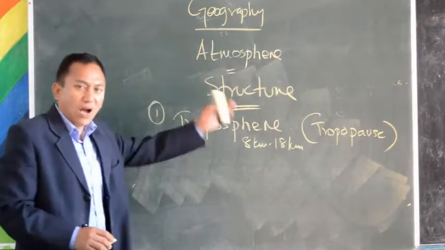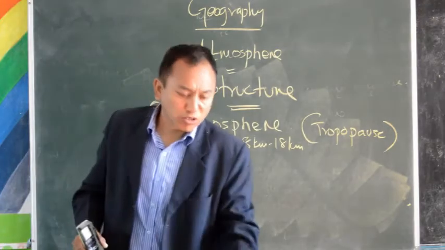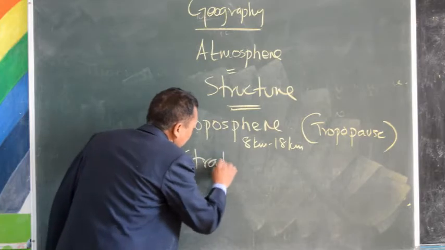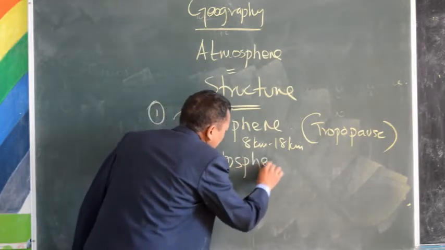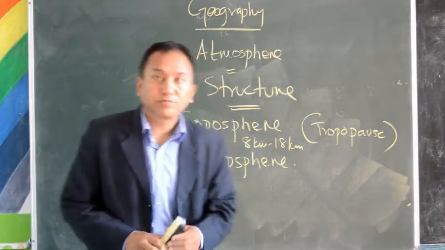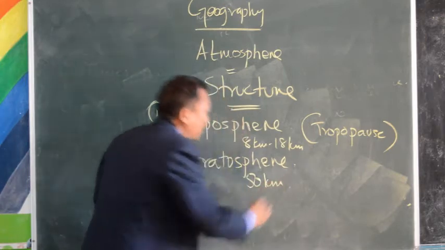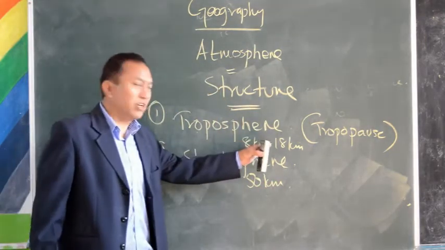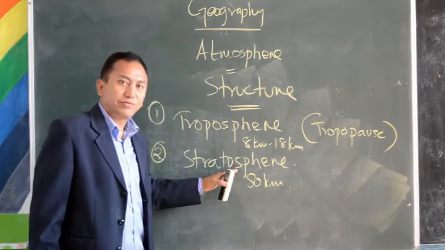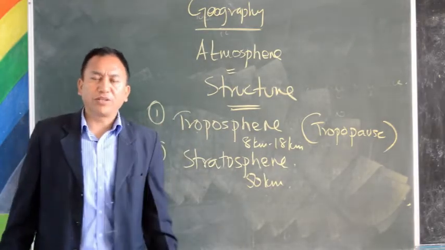After the tropopause, we have the second layer, that is the stratosphere. Now this stratosphere is also very important. It extends to almost about 50 kilometers from the Earth's surface. That is, above the troposphere, 50 kilometers up, we have the stratosphere. It is another very important layer in the Earth's atmosphere.